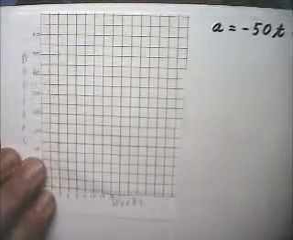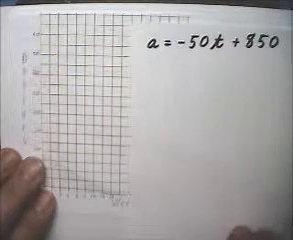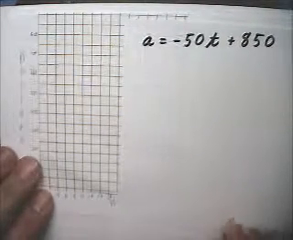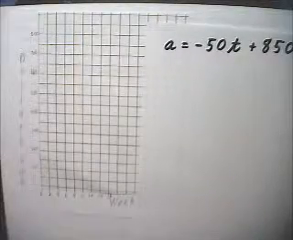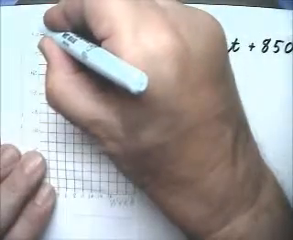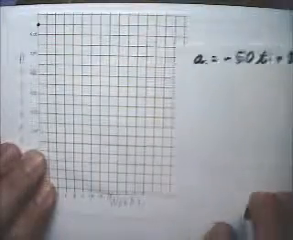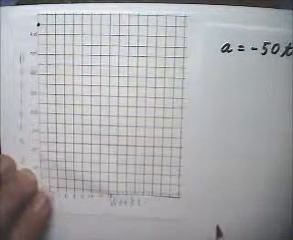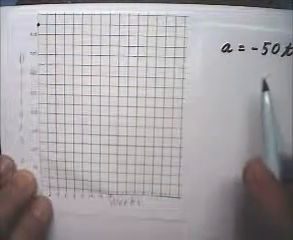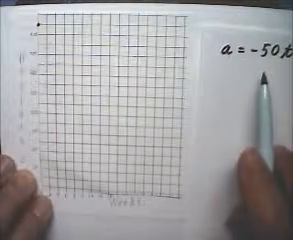And according to the equation, it's a equals minus 50t plus 850, so the y-intercept is 850, and the slope is negative 50, so it goes down 50 each week, or it goes down 100 every 2 weeks.